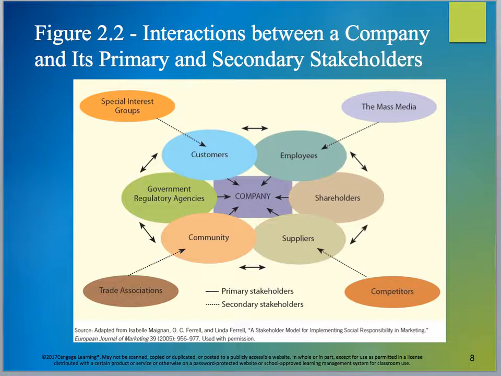Trade associations, special interest groups, and the mass media can also impact your organization, and you can see the ways in which they can reach into the portals in which they can reach. Then you have your customers, employees, shareholders, suppliers, community, and government regulatory agencies that directly have an impact relationship with your organization on varying degrees, of course. But your very most primary stakeholder are your customers, your employees, and your shareholders, also considered your investors.